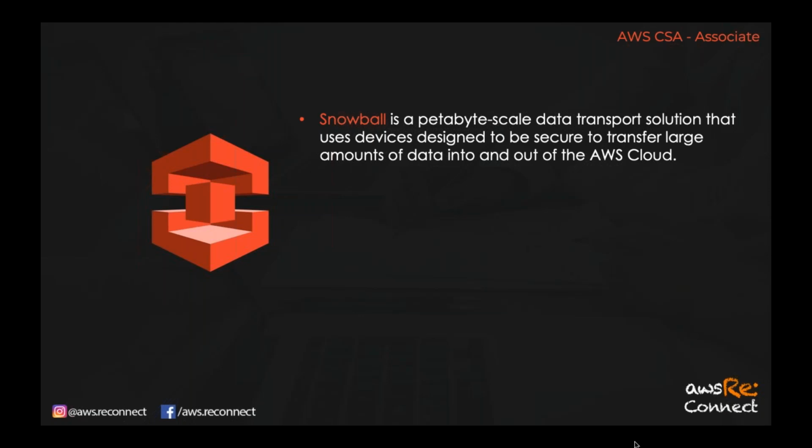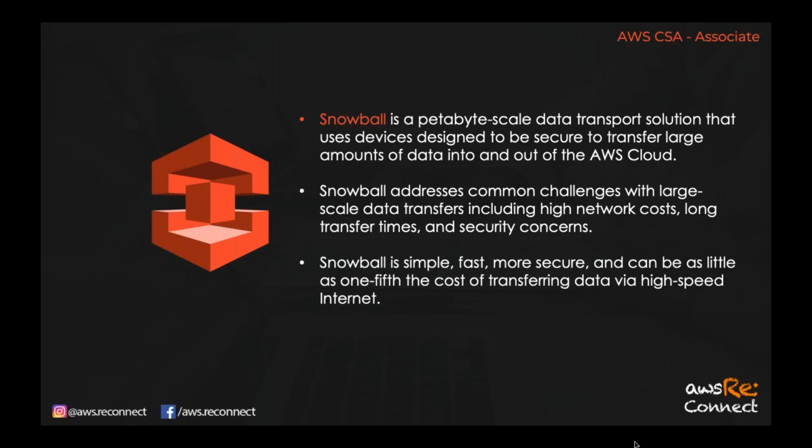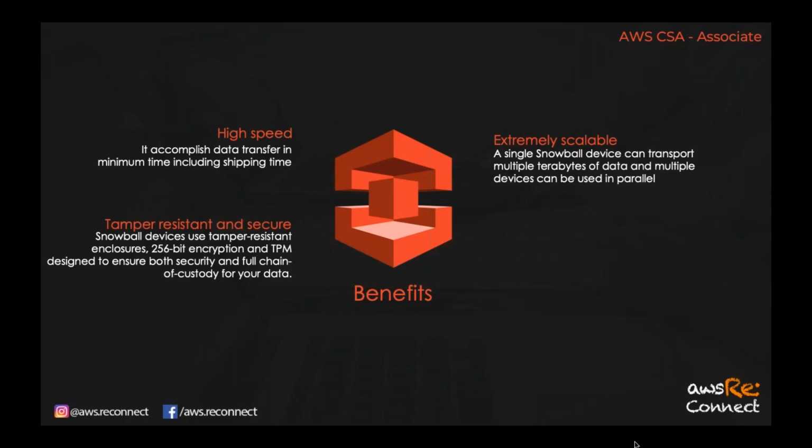It is basically used for a large amount of data, like you can see here, petabyte scale of data. Snowball addresses common challenges with large-scale data transfer, including high network cost, long transfer times, and security concerns. Snowball is fast, more secure, and can cost as little as one-fifth of transferring data via high-speed internet. So whatever you would pay for the high-speed internet connection, it costs only one-fifth of that. Basically, Snowball is not an AWS service; it's an AWS device. So let me just show you.